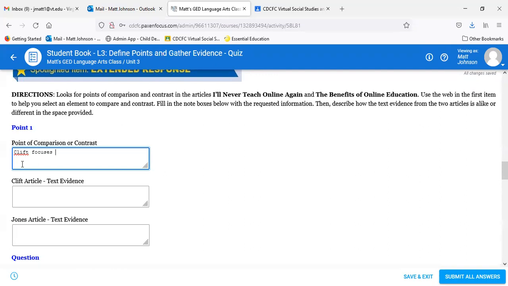Cleft focuses on her personal experience, right? We talked about that. It's anecdotal. It's just her experience.